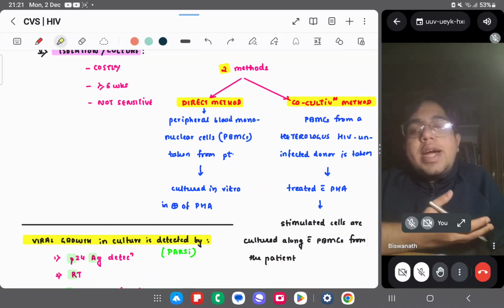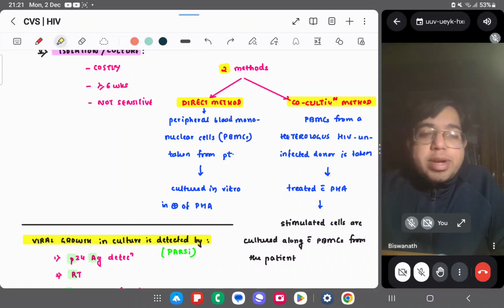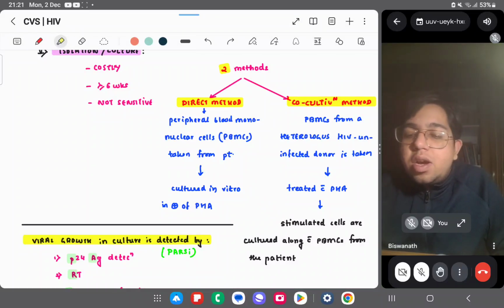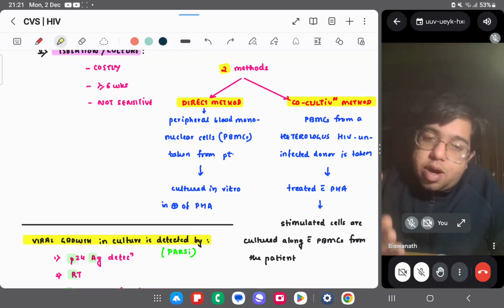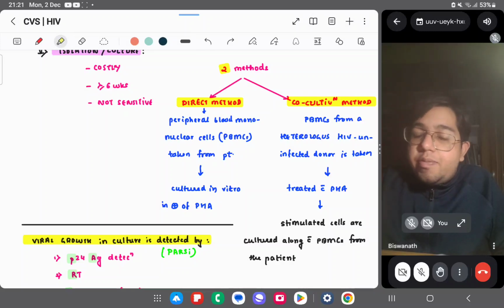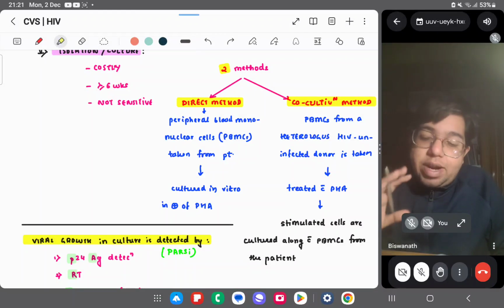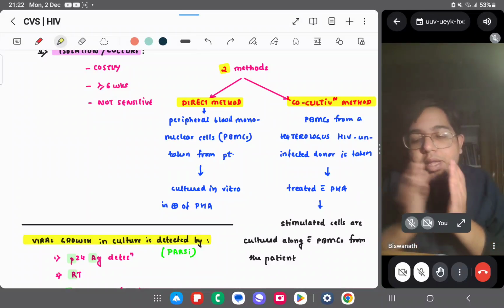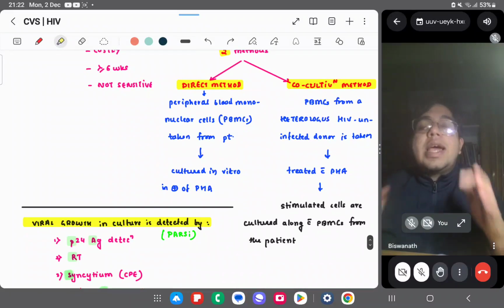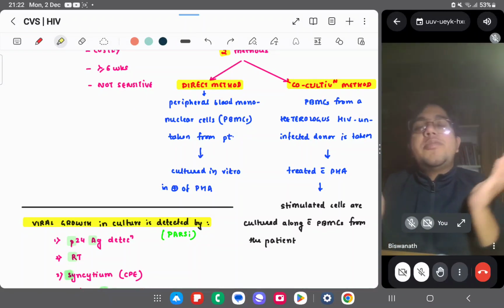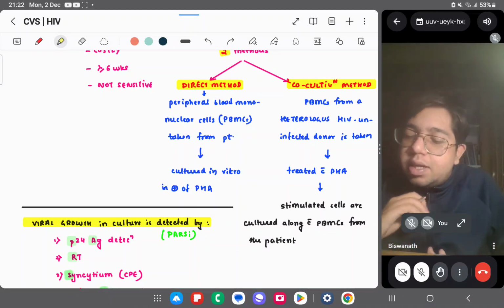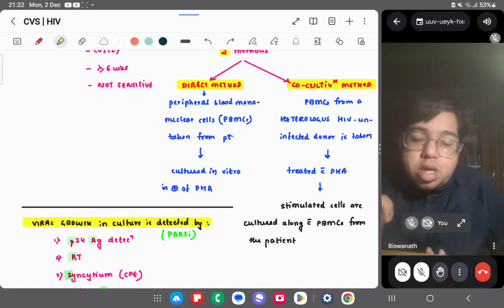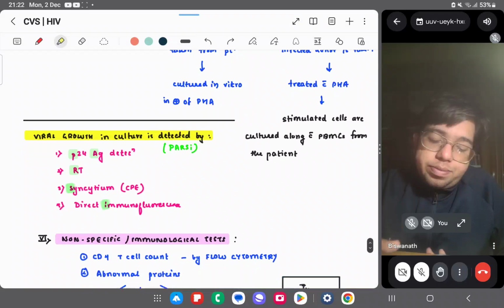In the direct method, you take the mononuclear cells from the patient and culture them. Co-cultivation means you take peripheral blood mononuclear cells from a heterologous HIV-uninfected person and treat them with the virus-infected cells. So you have to fuse the cells, and the fused cells can be cultured along with the PBMCs from the patient. You don't have to remember this much detail.